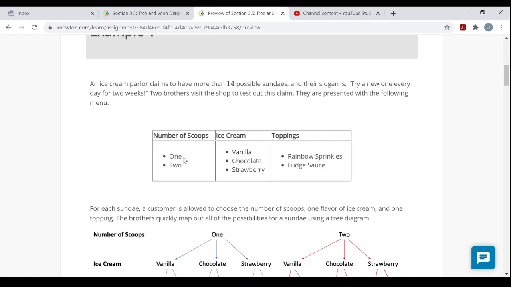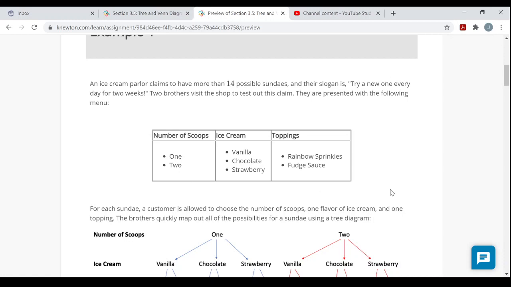So you get either 1 or 2 scoops. They have vanilla ice cream, chocolate ice cream, strawberry ice cream, and they have rainbow sprinkles and fudge sauce as toppings. For each sundae, a customer is allowed to choose the number of scoops, 1 or 2, one flavor of ice cream, which is only 1, and 1 topping. So a pretty weak sundae, but still, 1 of each.